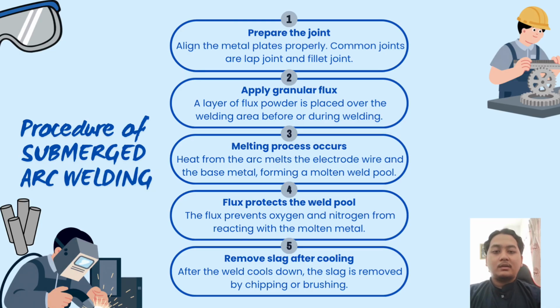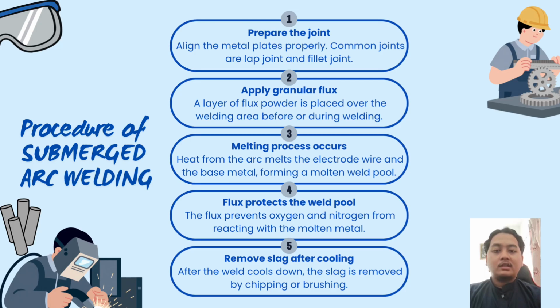The second step is applying granular flux. In submerged arc welding, flux powder is placed over the welding area. This flux covers the joint before or during the welding process. Its main purpose is to cover the arc and protect the welding zone. Because of this flux layer, the arc is hidden and not directly visible to the operator.